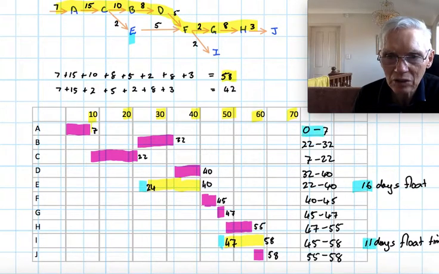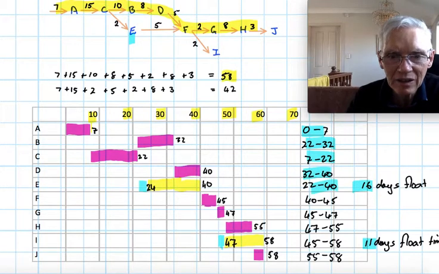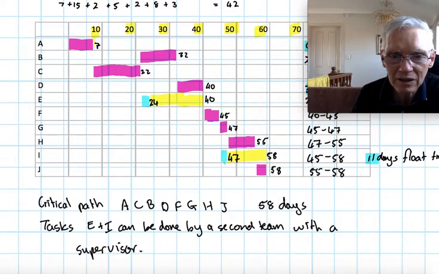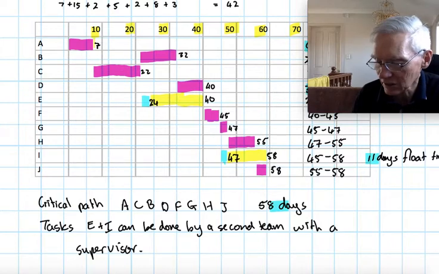Here are all your times for your activities. So you've got all those listed. That's what the tasks ask you to do. You have your critical path, A, B, C, D, F, G, H, and J, 58 days. Tasks E and I, those are the ones that can be done by a separate team. That's why they're in the separate colour with the float times, with one supervisor. So that's how you do that task.